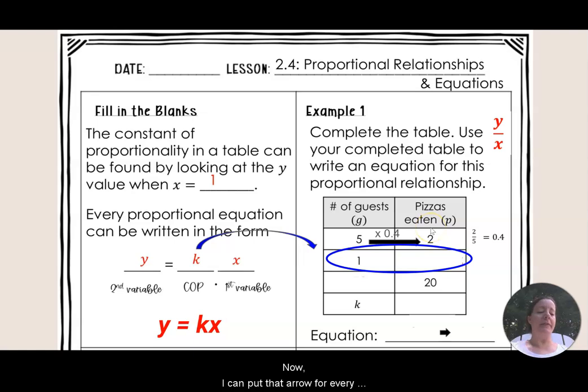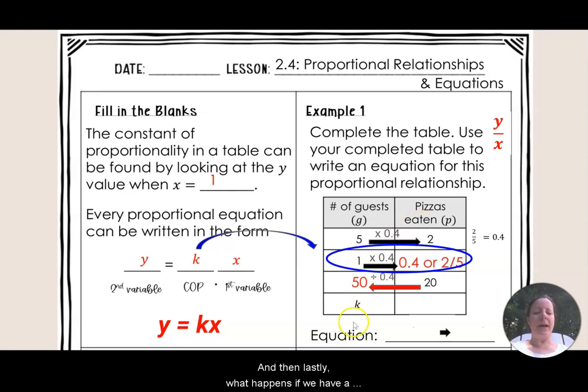Now I can put that arrow for every x value that I have on my table shown. 1 times 0.4 is 0.4. We could also keep it as a fraction, 2 over 5. Remember, if we don't have a number in the x column, we're going to go backwards. So instead of multiplying by 0.4, we're going to divide by 0.4. In our calculator, 20 divided by 0.4 is 50.